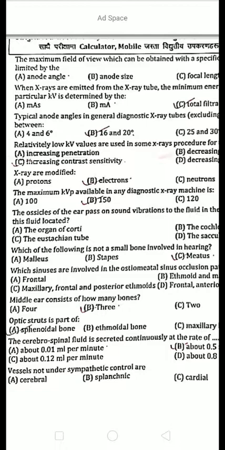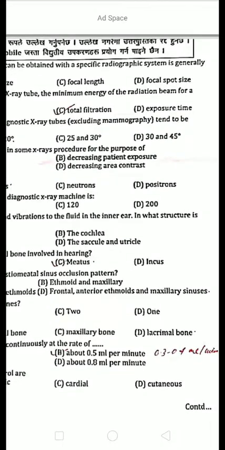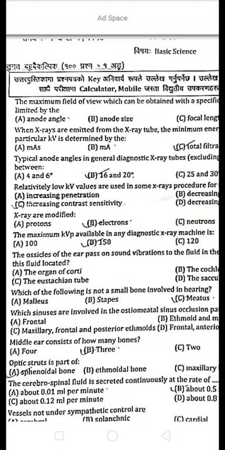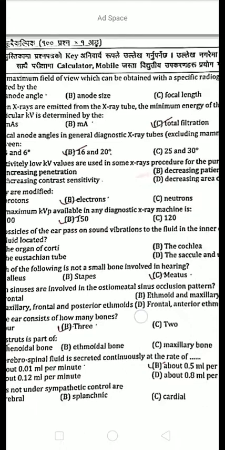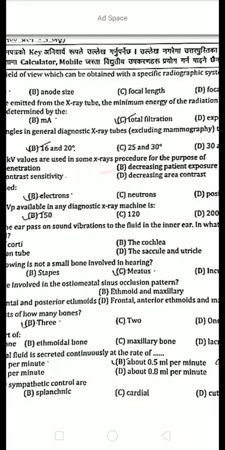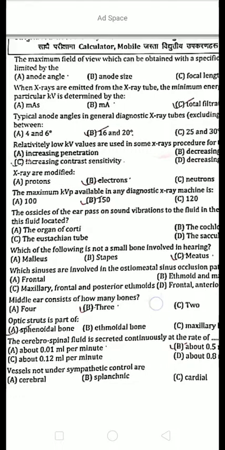The ossicles of the ear pass sound vibration to the fluid in the inner ear. In which structure is this fluid located: the organ of Corti, the semicircular tube, the cochlea, or the saccule and utricle? The correct answer is B, the cochlea.